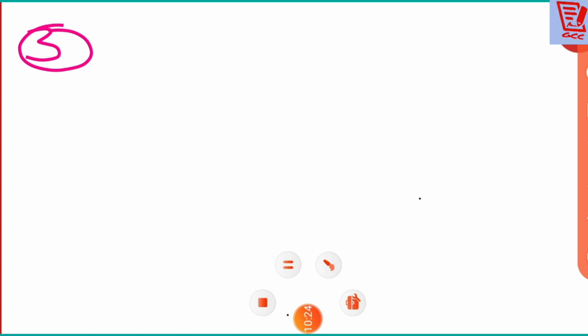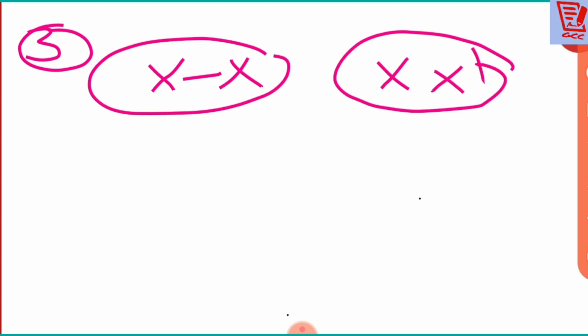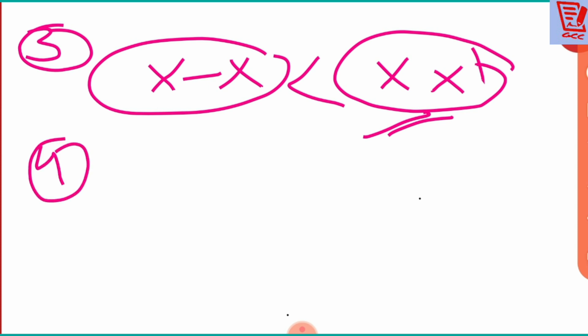Okay, then after that we have a third point. Already I told you about the reactivity. I told you that this is a halogen molecule and this is an interhalogen compound. This is more reactive. The reason you know very well, because of the different electronegativity. Clear?